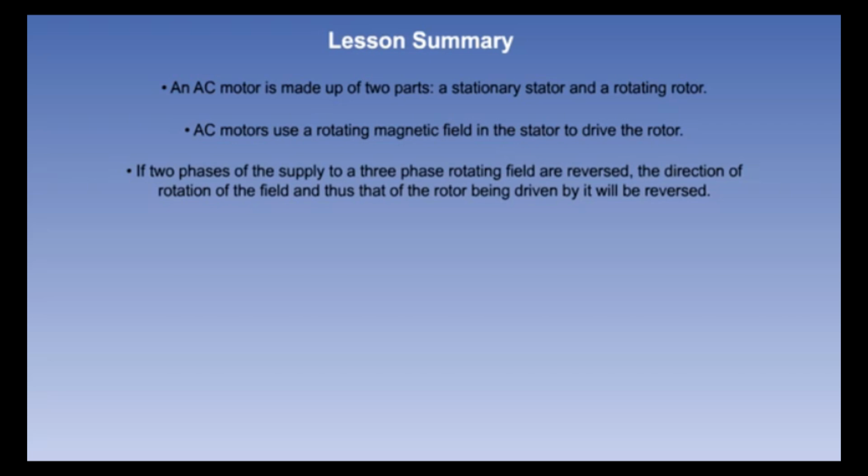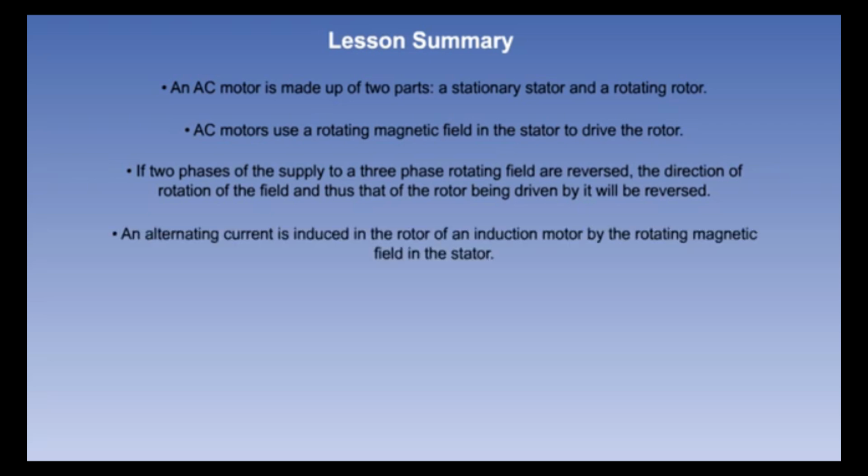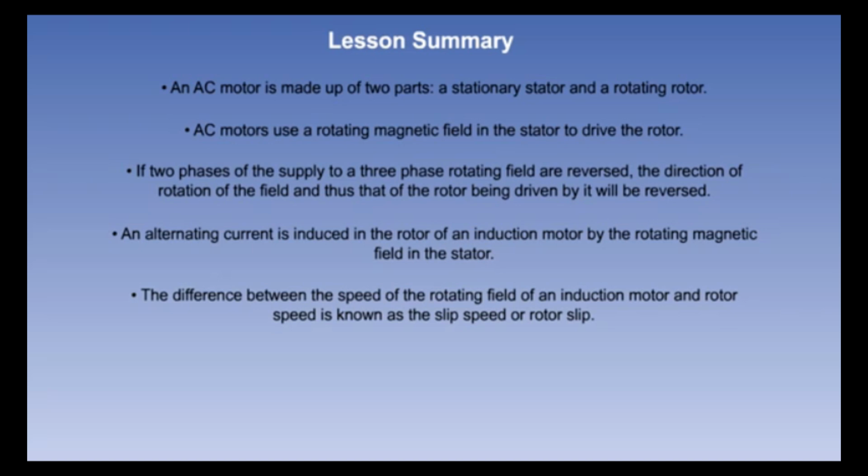If 2 phases of the supply to a 3-phase rotating field are reversed, the direction of rotation of the field, and thus that of the rotor being driven by it, will be reversed. An alternating current is induced in the rotor of an induction motor by the rotating magnetic field in the stator. The difference between the speed of the rotating field of an induction motor and the speed of the rotor is known as the slip speed, or rotor slip.